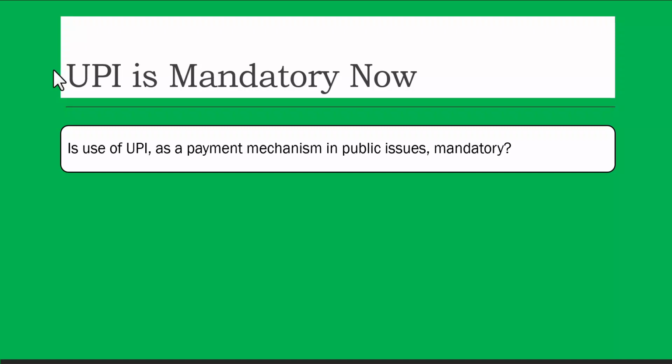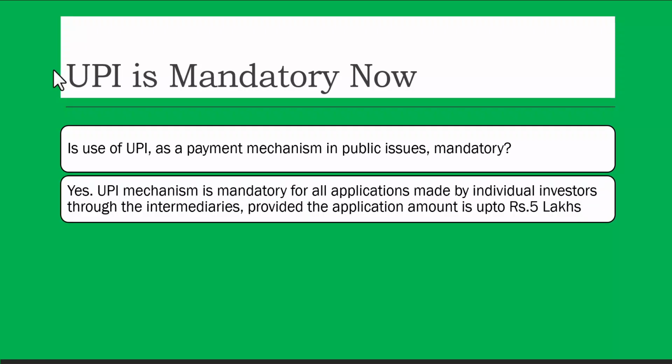So the question is this: yes, the UPI mechanism is mandatory for all applications made by individual investors through the intermediaries, provided the application amount is up to 5 lakhs. So all the individual investors who are applying up to 5 lakhs can use UPI instead of ASBA.